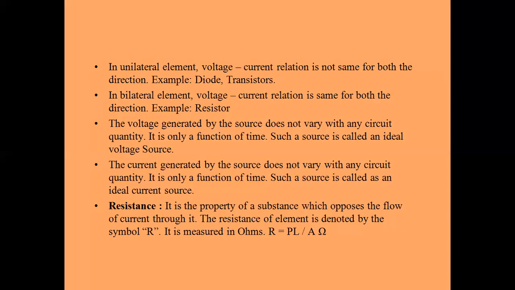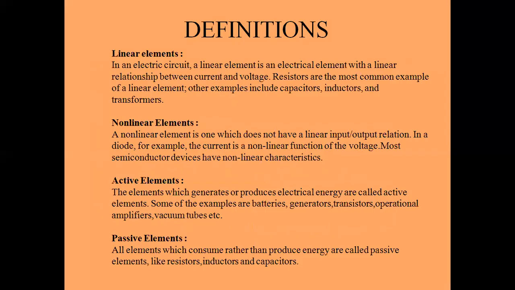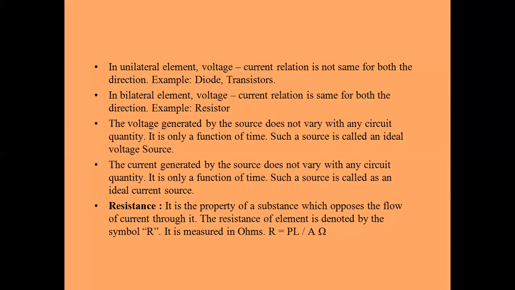So this is all about the different basic definitions. In this we have defined what is a linear element, non-linear element, active element, passive element, unilateral element, bilateral element, ideal voltage source, ideal current source, and lastly, the resistance. You go through it, read very carefully, go through the book. This is very helpful for the upcoming DC circuits.